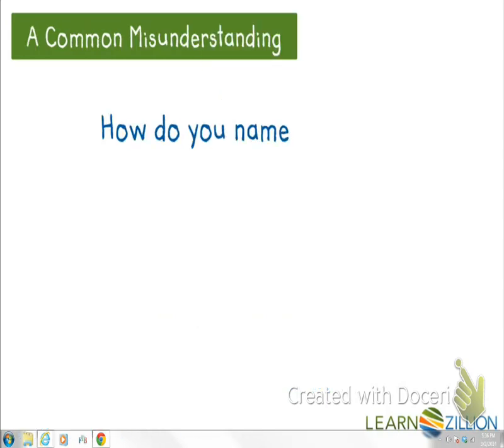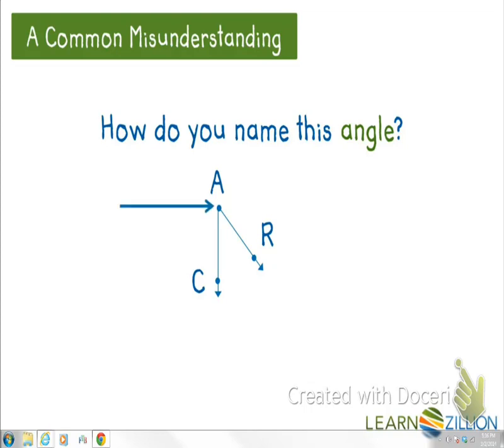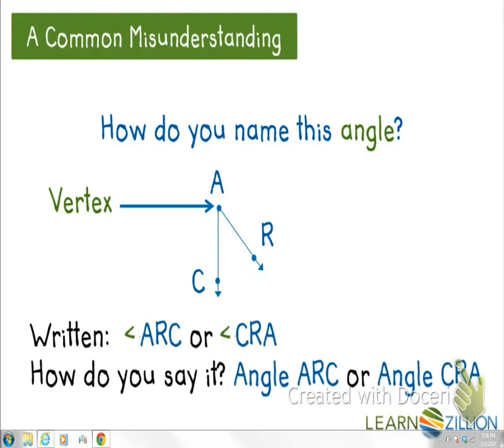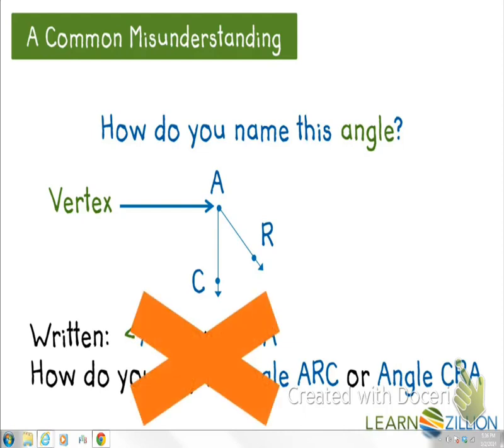Now, a common misunderstanding when we name an angle is that we must remember that an angle is made up of two rays and a shared endpoint. The endpoints meet at the vertex of the angle. So when we name this angle, we start with one point on one ray, the vertex, and then the point on the other ray. So sometimes you'll see angle ARC or CRA. Those are not correct. So the correct way to name this angle would be angle CAR or angle RAC, or angle A.